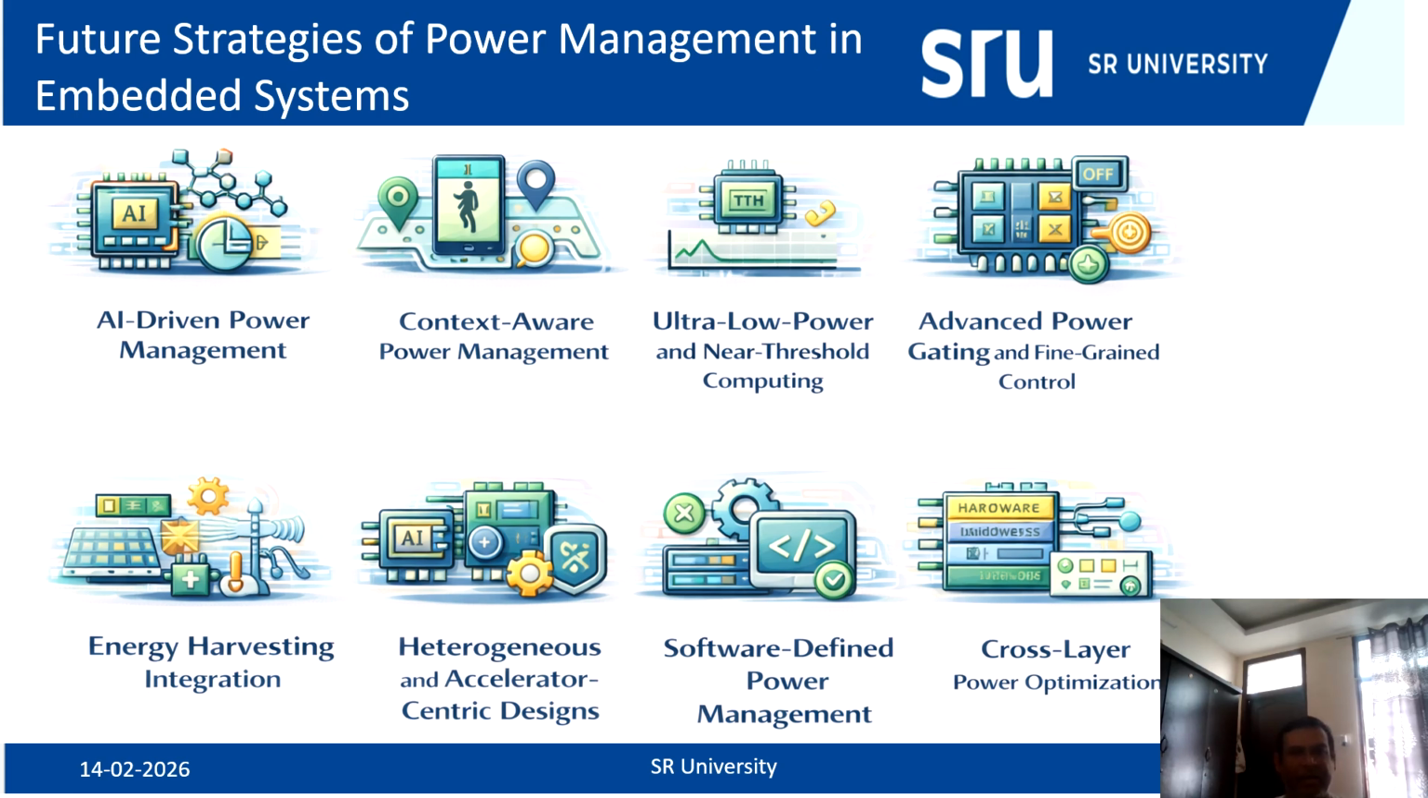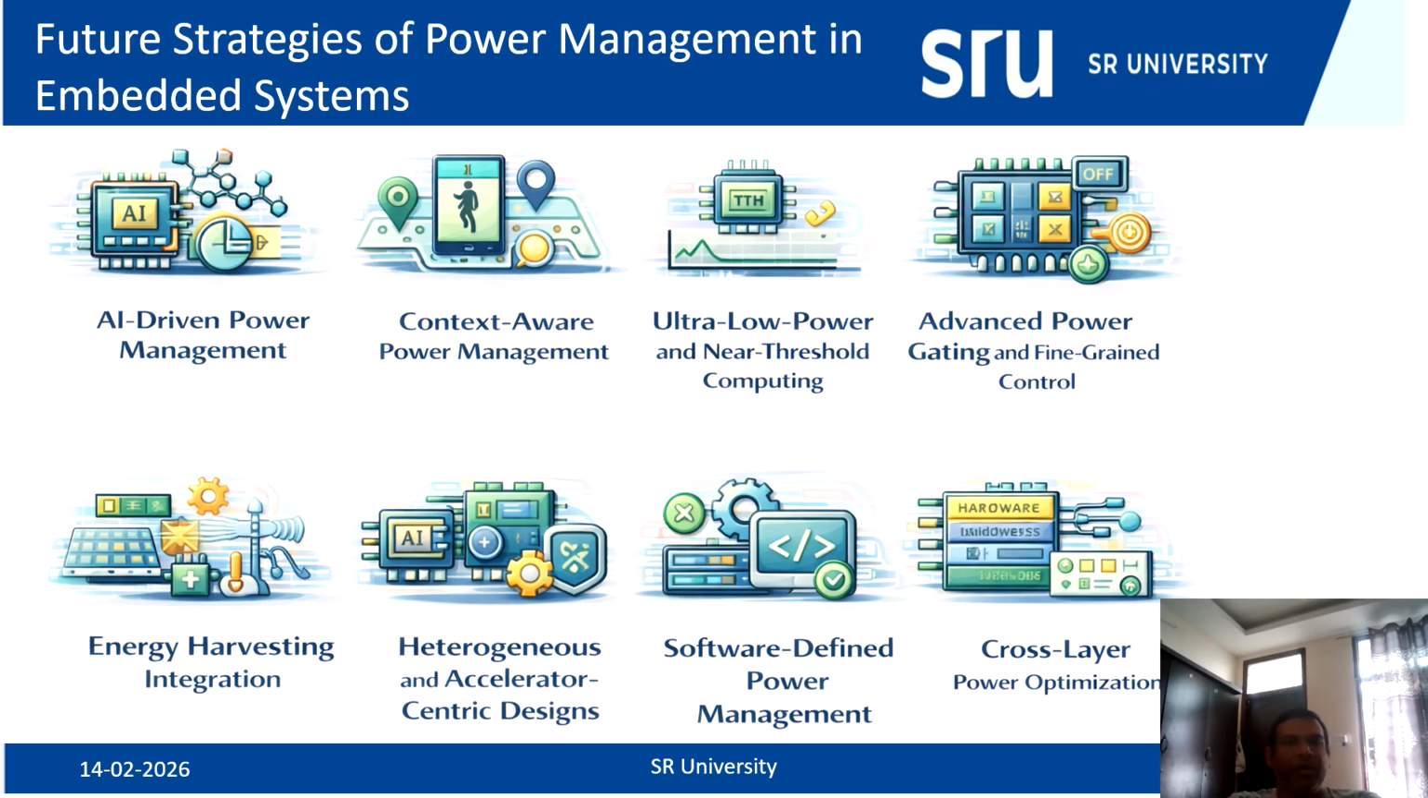Number six is another future strategy, heterogeneous accelerator centric design. Future embedded platforms will increasingly rely on specialized hardware accelerators for tasks such as AI inference, signal processing, and encryption. So power management strategies will focus on intelligently offloading tasks to the most energy efficient hardware blocks rather than the general purpose CPU.